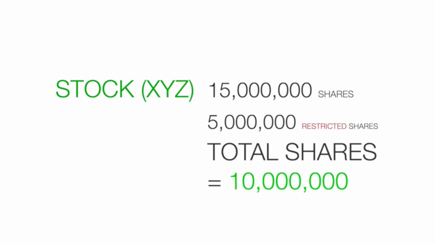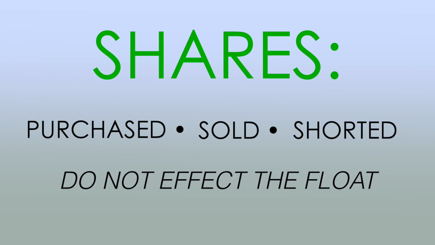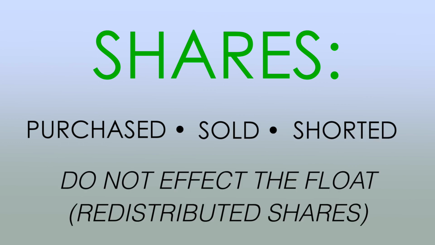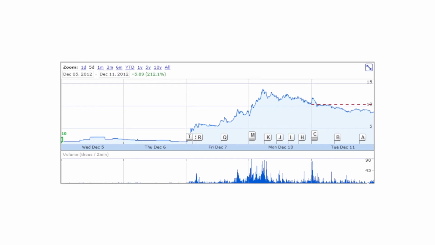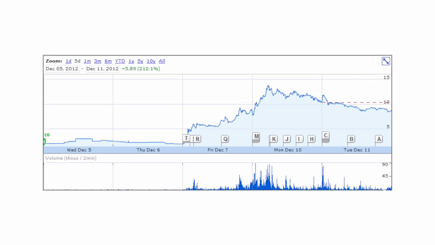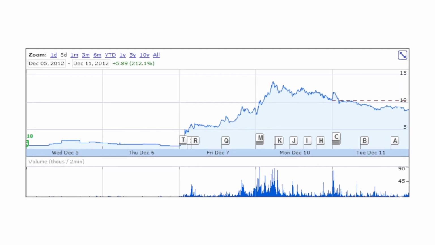The float shows us how many shares are available for trading by the general public. Shares purchased, sold, or shorted do not affect the float because they are simply a redistribution of shares. The only changes that affect the number of shares available for trade change the float, not secondary market transactions or redistribution of shares. Another reason it's good to find the float is because it can show you how much sway or control of the stock movement the insiders have.